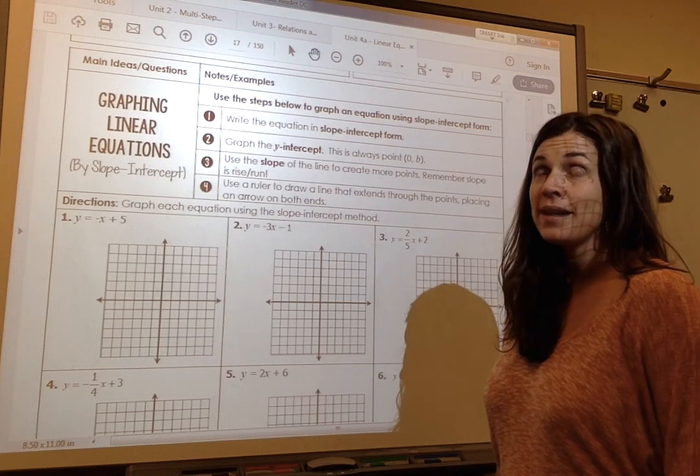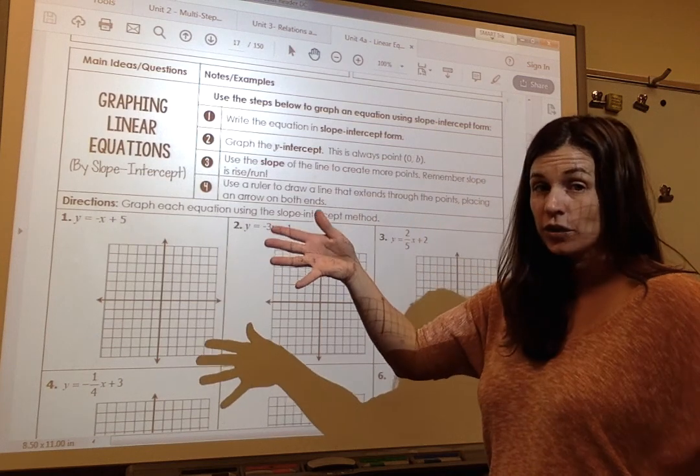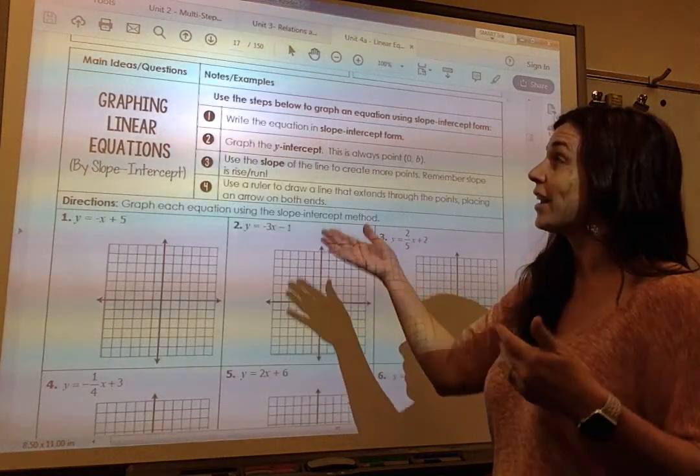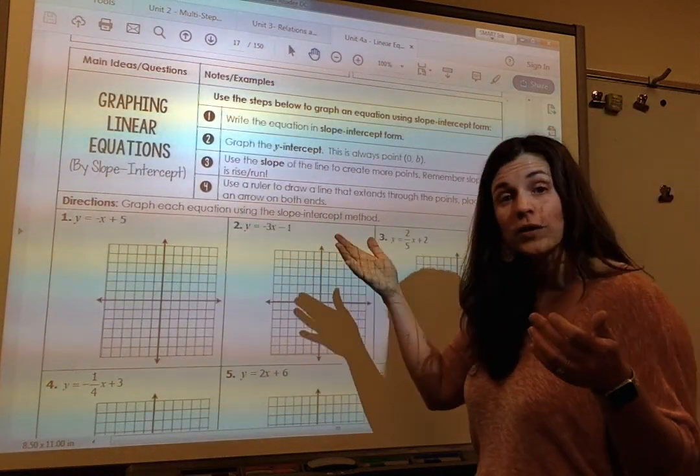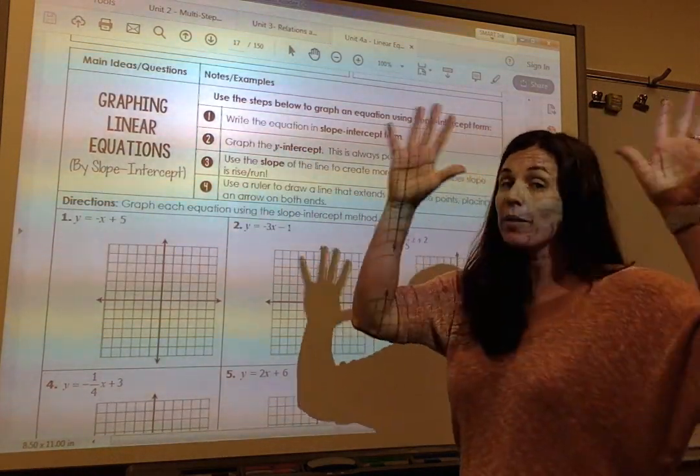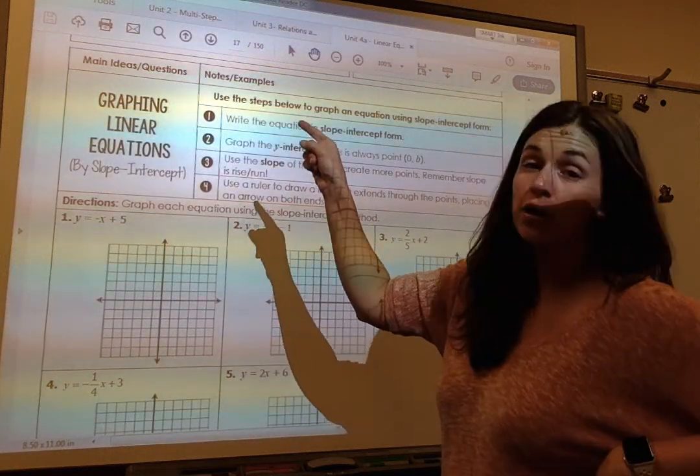Okay, the next concept in graphing linear equations is just that, graphing linear equations by slope-intercept form. Remember, Unit 4 is all about linear equations, so we need to know how to graph them.